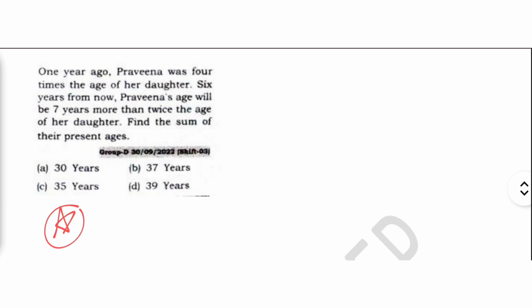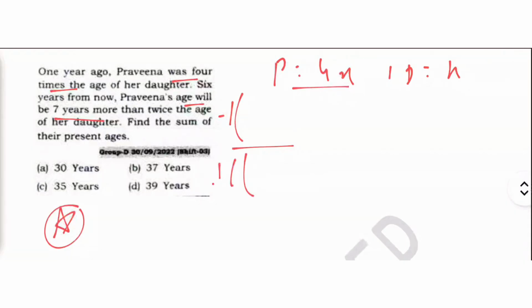So guys, this is a very important problem. Pravina was 4 times the age of her daughter. 6 years from now, Pravina's age will be 7 years more than twice the age of her daughter. Guys, let 1 year ago Pravina be 4x and her daughter be x. After that, what is given? 6 years from now, Pravina's age will be 7 years more. See guys, this is present. 1 year ago, her age was this, and after 6 years her age is something.